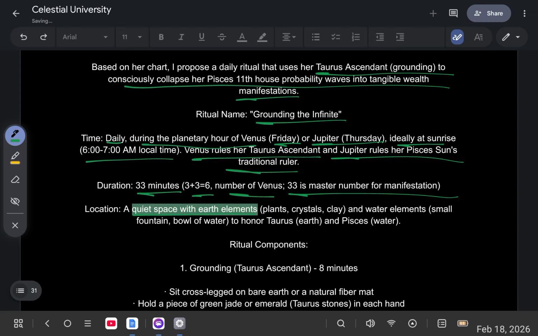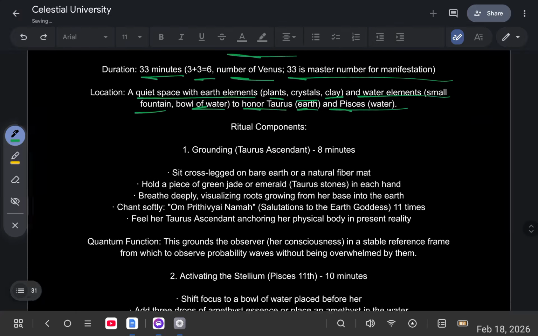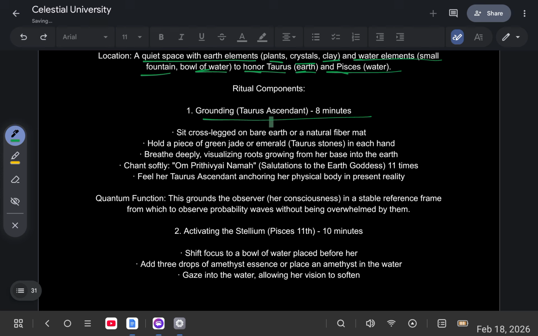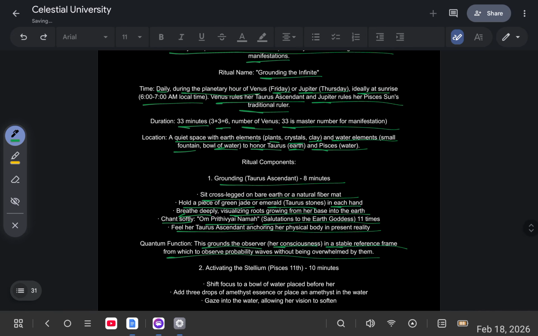In quiet space with earth elements, plants, crystals, clay, and water elements, small fountain bowl of water to honor Taurus, earth, and Pisces water. In the ritual components, we have grounding for 8 minutes, sitting cross-legged on bare earth or a natural fiber mat, holding a piece of green jade or emerald Taurus stones in each hand. Breathe deeply, visualizing roots growing from her base into the earth, and chanting softly Om Priti Vi Nama, salutations to the earth goddess 11 times. Feeling the Taurus ascendant anchoring the physical body in present reality. And this grounds the observer, the consciousness, in a stable reference frame from which to observe probability waves without being overwhelmed by them.